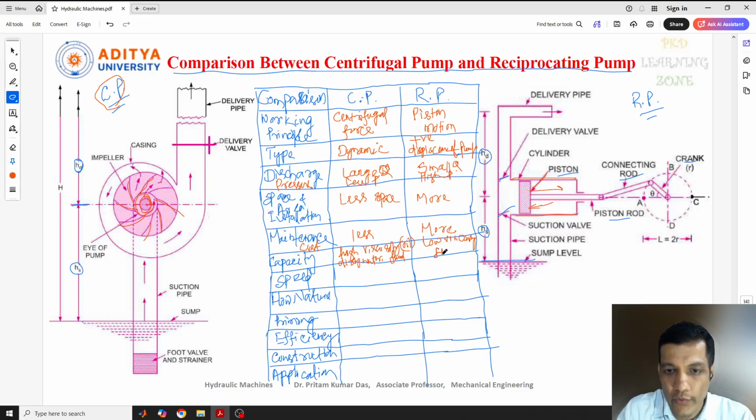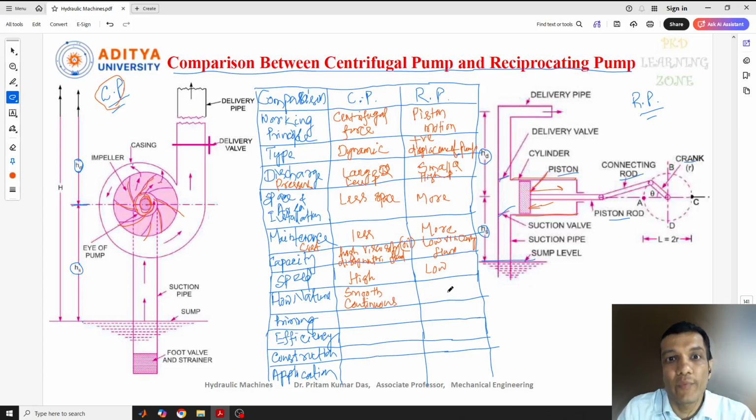Low viscosity fluid will be moved by this pump. Now coming to the speed, if you see, we will have high speed here. This will be our high speed, and this will be our low speed. Flow nature: how is the flow? The flow nature here will be continuous and smooth. There will be no disturbance in the flow.